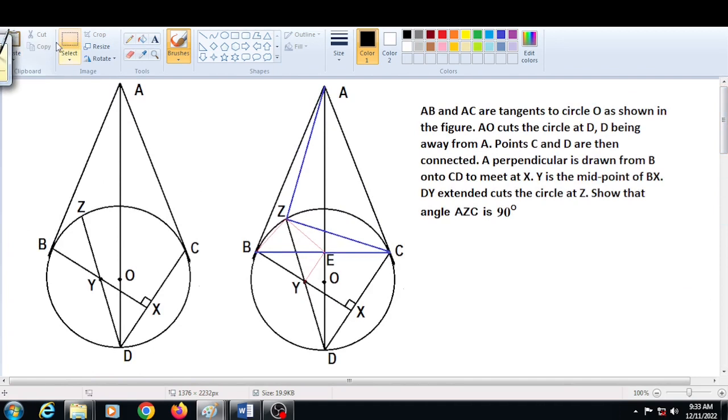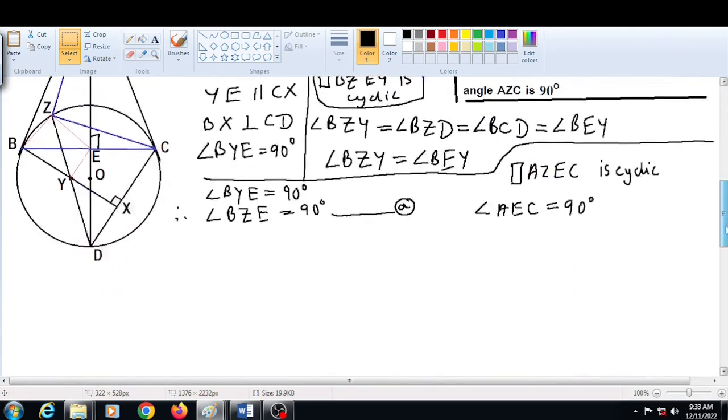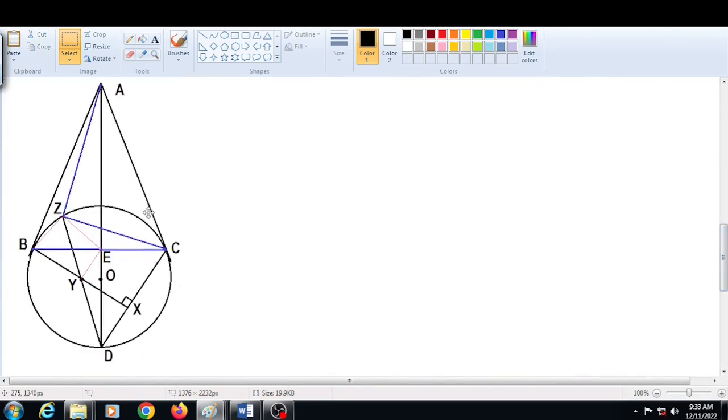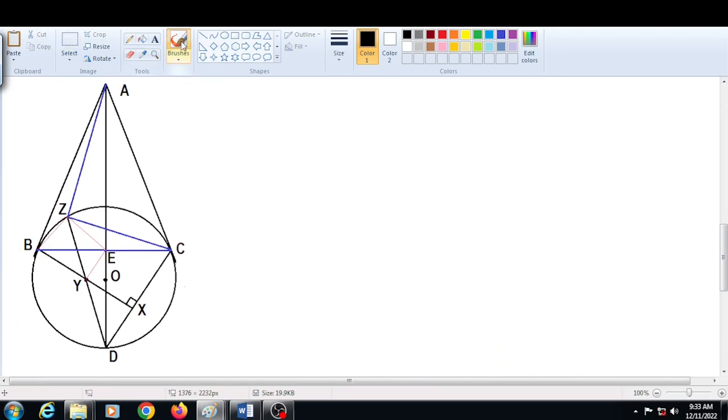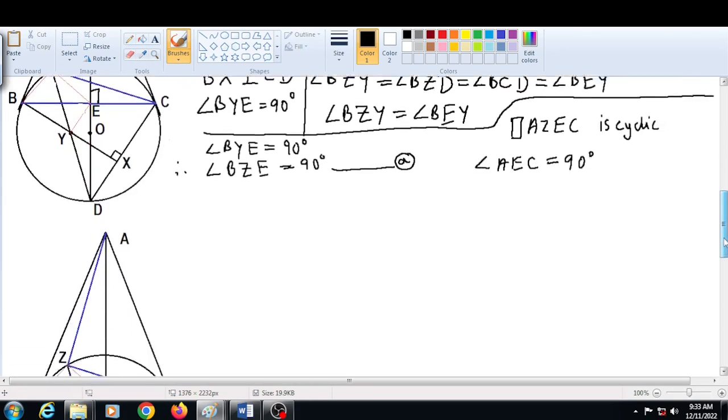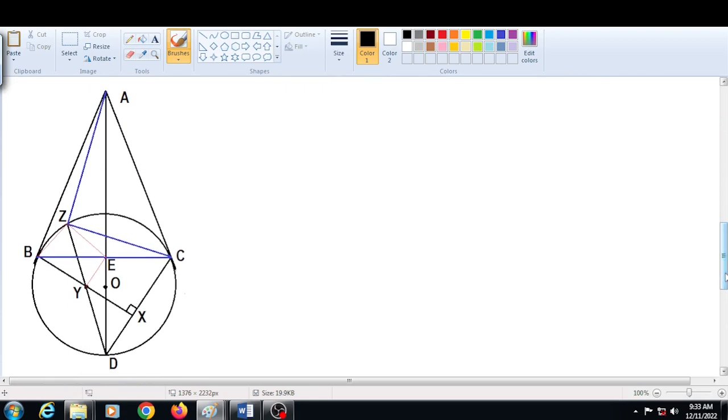Let me pull the diagram again because we are running out of space. Okay, so this is our diagram, and we may borrow a few arguments from this part. So all right, let me give the heading over here: proving quadrilateral AZEC is cyclic.